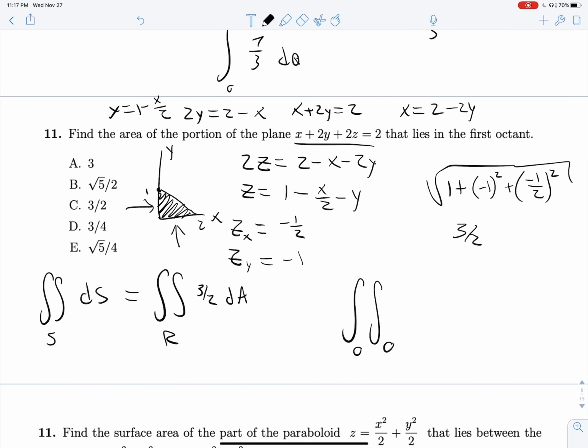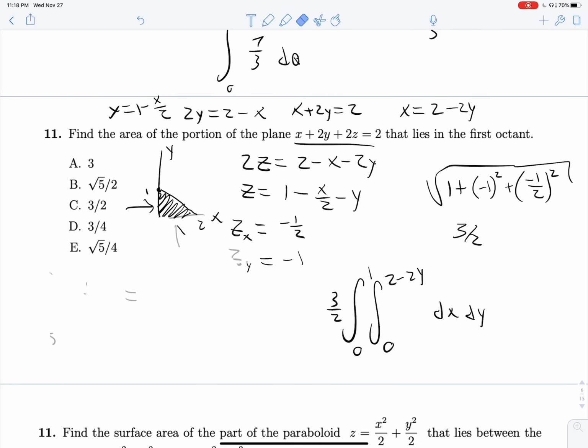So we can put those in. Let's integrate dx, dy. We can move the 3/2 that we had over here outside of everything. And we are going to have our upper bound on x as 2 minus 2y, and our upper bound on y as our extreme value for y, which is just 1. So now, making some room over here, we can evaluate this thing.